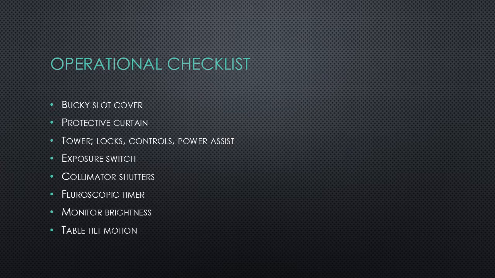The shutters should be the size of the field of view, and they must be accurate within plus or minus 3%. The timer should produce an audible alarm after 5 minutes of on time. This time is recorded. And a penetrometer is used to adjust monitor brightness when it's placed on a phantom image. The goal is to see as many shades of gray on the penetrometer image as possible. And then the table tilt should operate smoothly with the correct angle displayed.